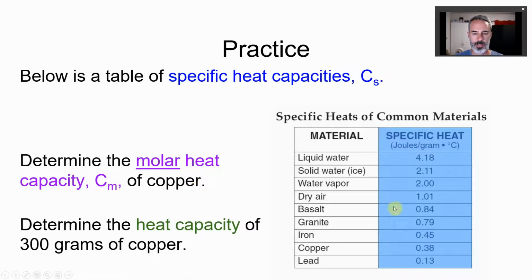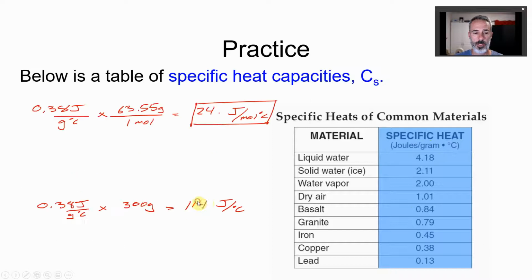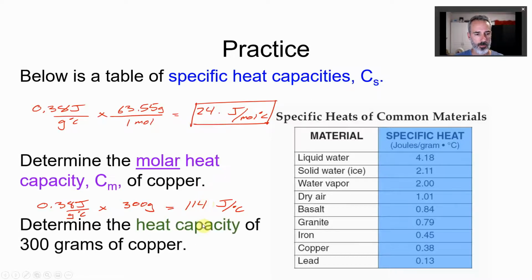The problem is that we know the copper in joules per gram degree Celsius. I would like this to be in moles at the bottom to get molar heat capacity. So here's what I'm going to do. I do the specific heat capacity, and remember it's joules per gram degree Celsius. I'm going to need to multiply by the molar mass so that the grams cancel, right? If I get my grams to cancel, I will get moles in the denominator, and I'll have joules per mole degree Celsius. So there we go.